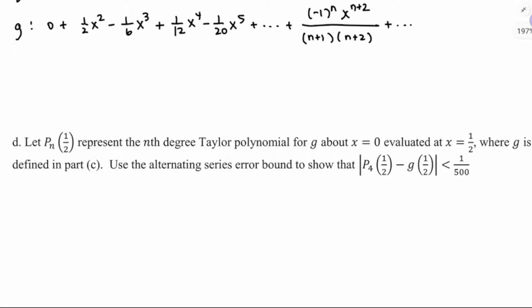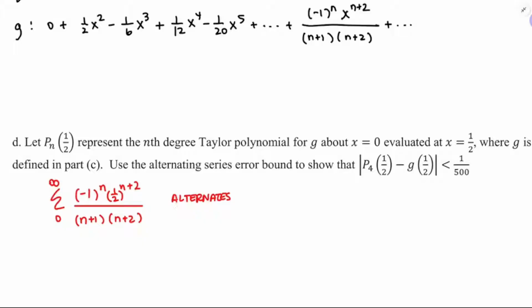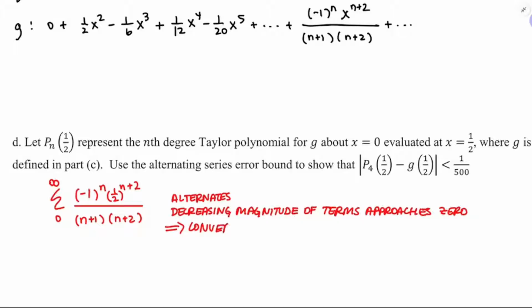Okay, what I first need to do in order to use the alternating series error bound is justify that the Maclaurin series converges. So the sum from 0 to infinity of negative 1 to the n x to the n plus 2 over n plus 1, n plus 2, well, actually with 1/2 plugged in, is the type of series that alternates, because the negative 1 to the n. Okay, the magnitude of the terms decreases towards 0. Okay, and therefore that means this thing converges by the alternating series test, and we can go ahead and use the error bound.